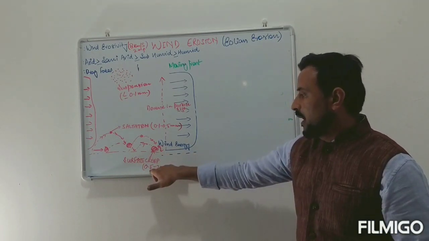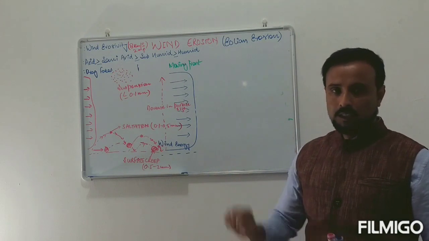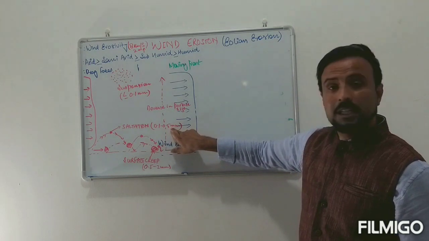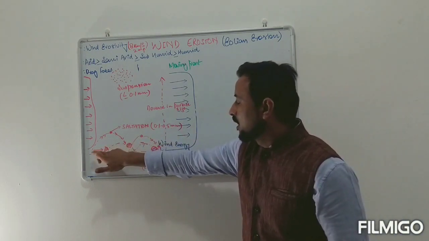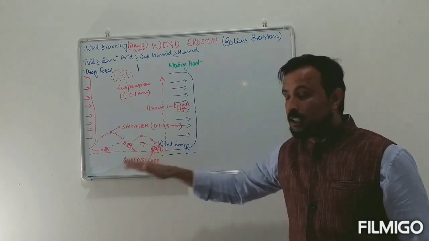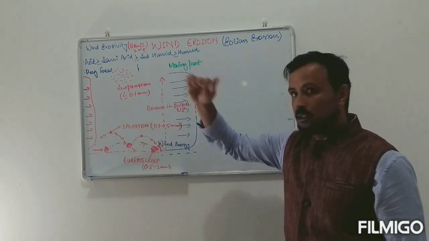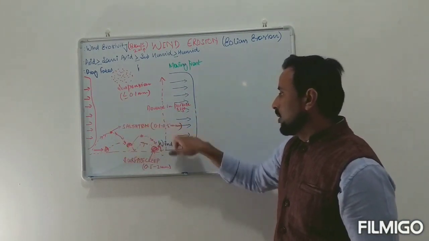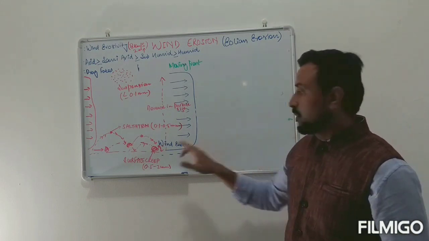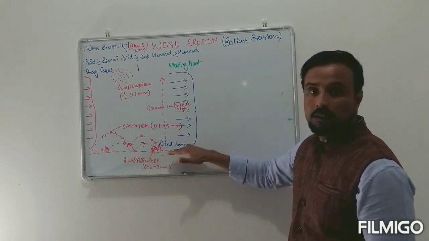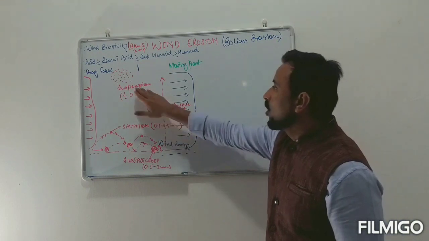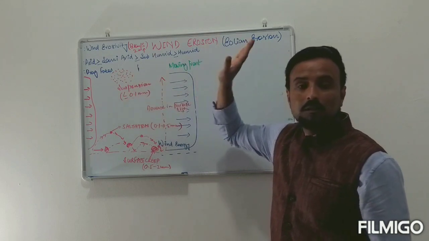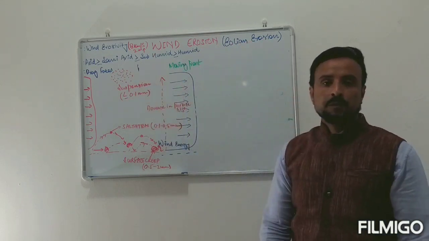They are 0.5 to 2 millimeter in particle size. Saltation particles are 0.1 to 0.5 millimeter, medium sized particles. With the force of wind, they go up from the surface, then come down like this, then jump there, then jump there, like this. But the surface creep particles move along the surface. And the lightest particles, called suspension particles, which are less than 0.1 millimeter, create atmospheric dust.